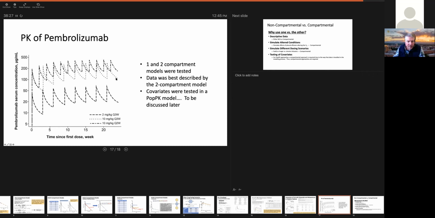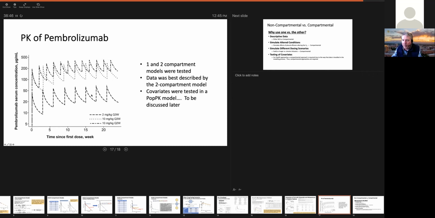And you can see that if you give it every 3 weeks, it doesn't go as high, which is what you would expect at steady state. Every 2 weeks, it does go higher as you model that out, because you're giving it every 2 instead of every 3, versus what you would see with 2 mg per kg.